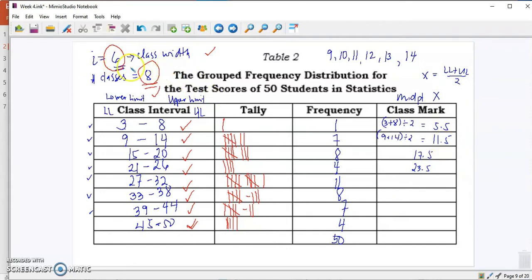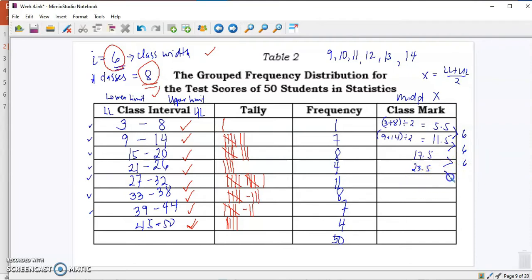We know that the class width is 6, but let's take a look at this. What's the difference between 5.5 and 11.5? If your answer is 6, then you're correct. Exactly, that's 6. How about 17.5 and 11.5? The difference is also 6. How about 23.5 and 17.5? Exactly, the difference is also 6.